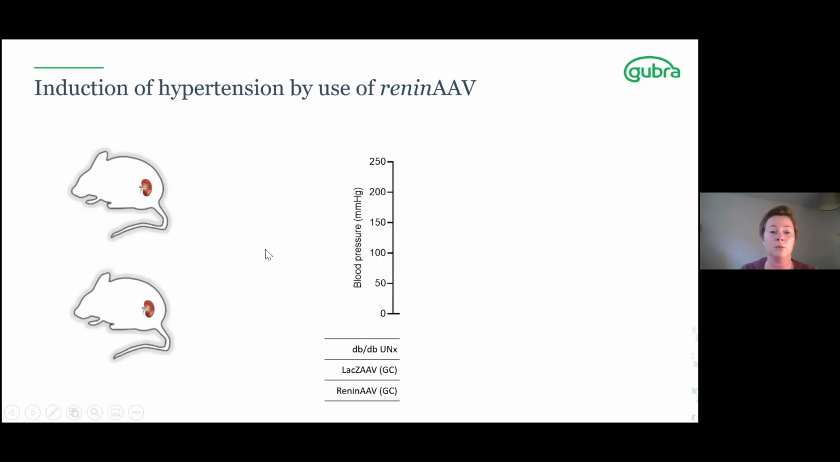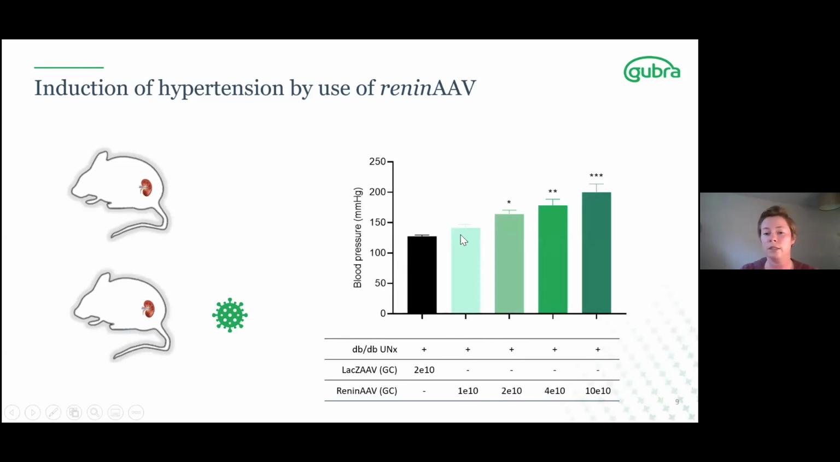So in this study, we used only db/db mice, so only diabetic mice, and they were all uninephrectomized. And then we wanted to see if we could use this vector to induce hypertension. And how does that look? Well, in mice that were injected with a control vector, we saw that they were normotensive, meaning that they had normal blood pressure at around 125. With injection of this adeno-associated virus expressing renin, we saw that we could dose-dependently increase the blood pressure in these animals. So this is a really nice dose-dependent increase in blood pressure towards 200 in the group that receives the highest dose of the vector.